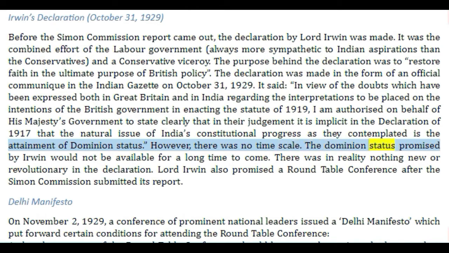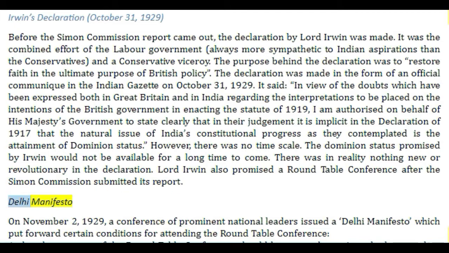The dominion status promised by Irwin would not be available for a long time to come. There was in reality nothing new or revolutionary in the declaration. Lord Irwin also promised a round-table conference after the Simon Commission submitted its report.